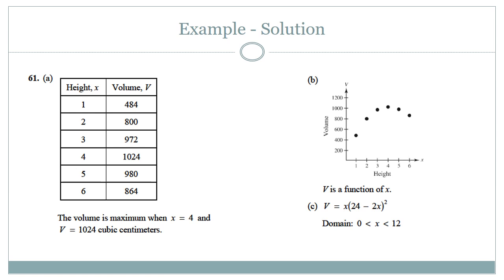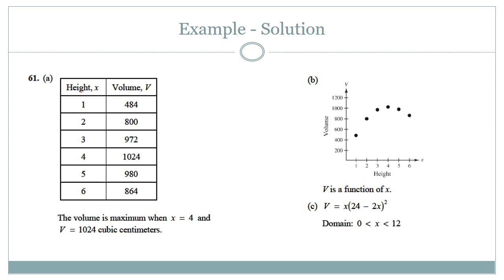And then finally, the equation, remember that volume is length times width times height. We have a square piece of material that's 24 centimeters on each side. We're cutting out x on each side, so that means our box is going to be 24 minus 2x for the two sides, and then the height will be x. So that's where we're getting that formula.